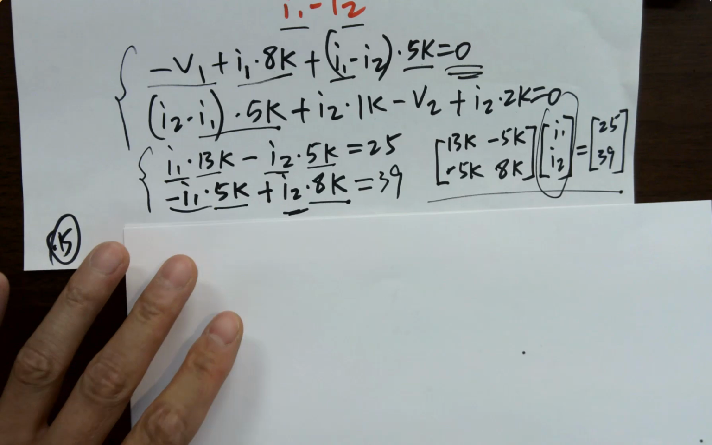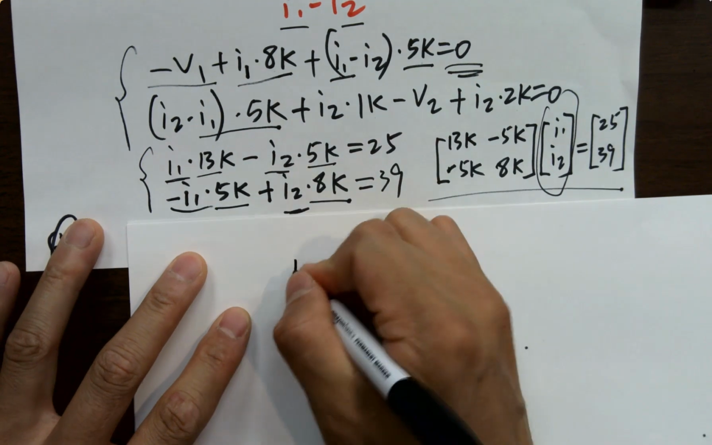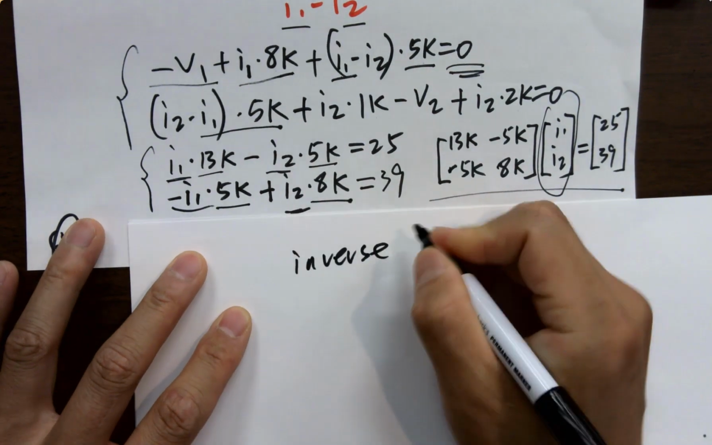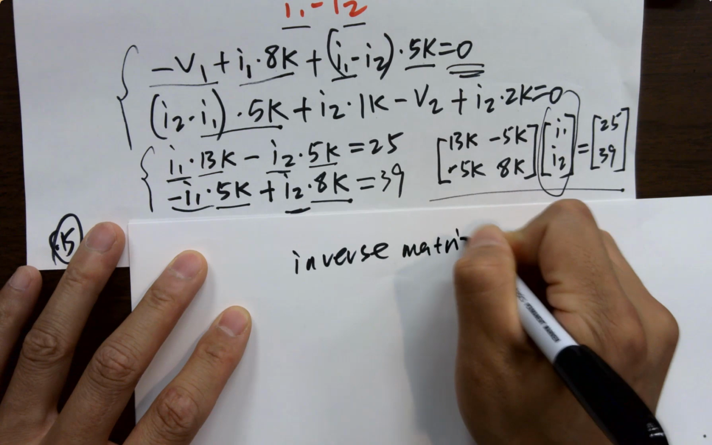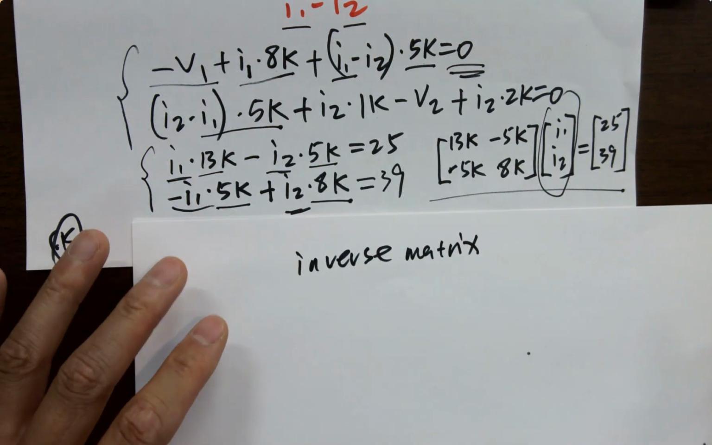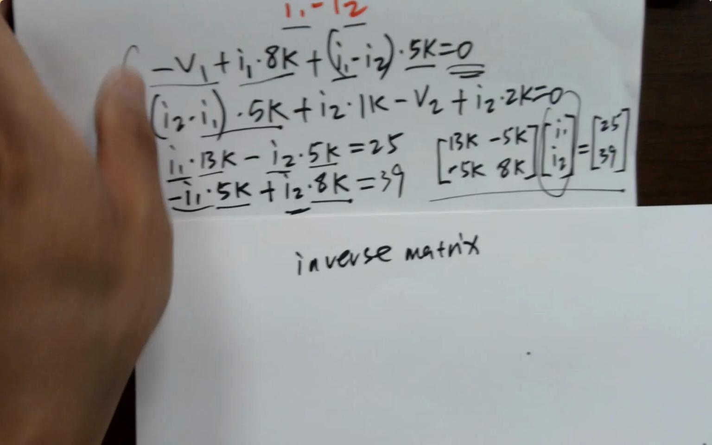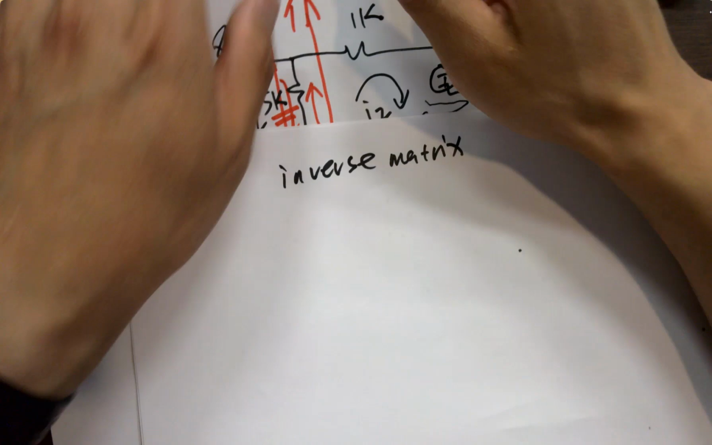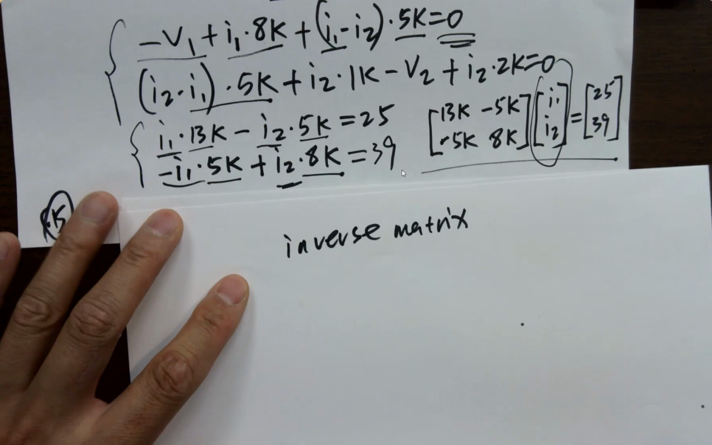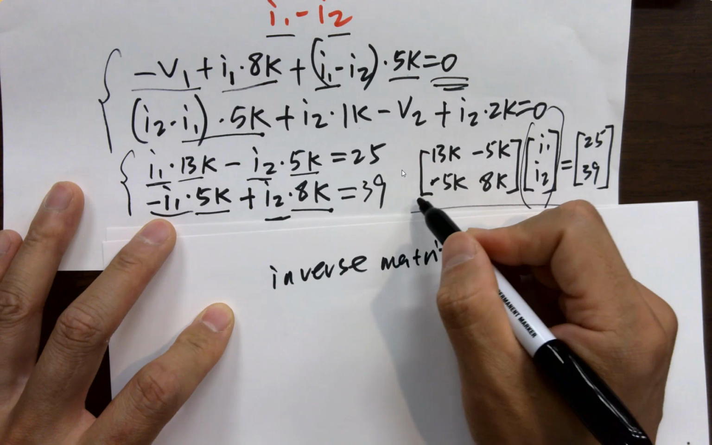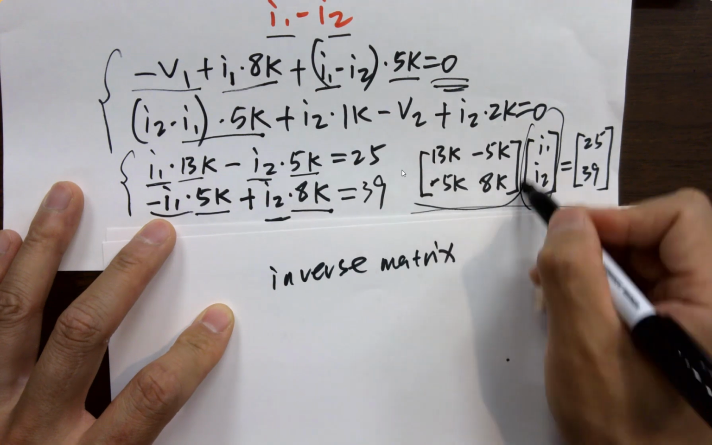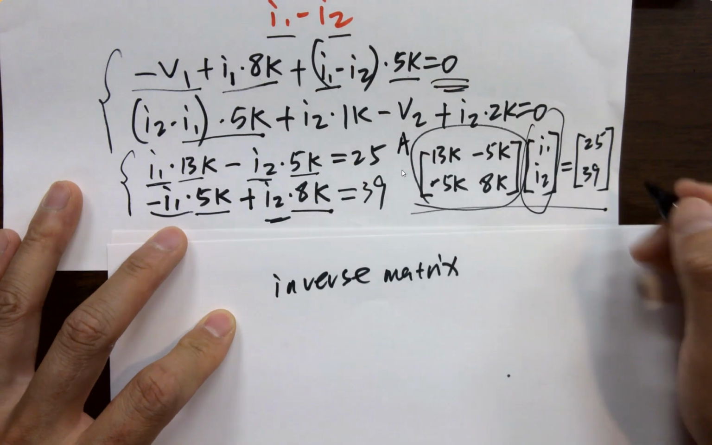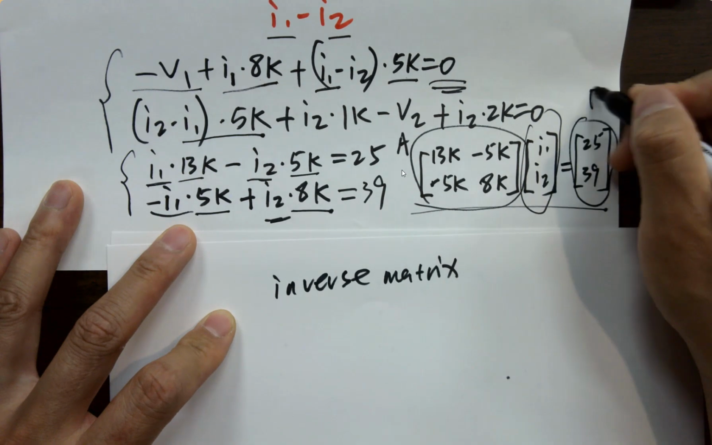So there's a matrix called the inverse matrix, and you can directly calculate with it. Okay, I'm going to show you how to do it. Let me write down the equation first. So for example, this matrix is matrix A, right? And this is matrix B.